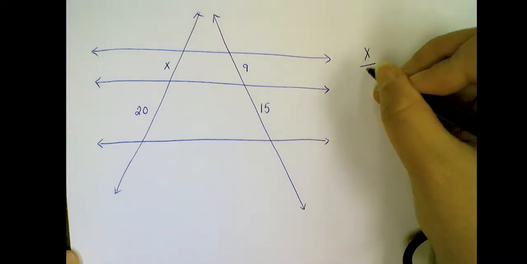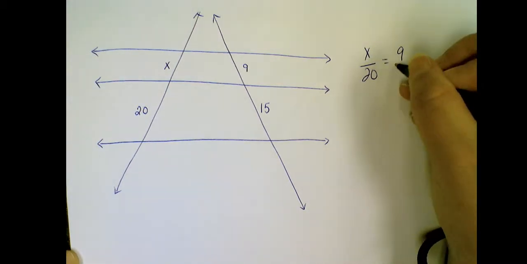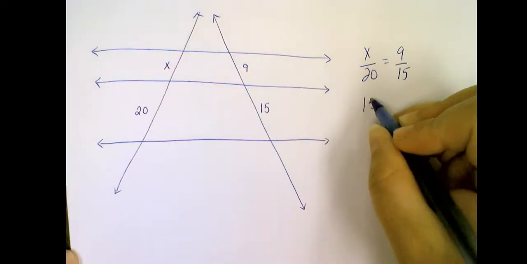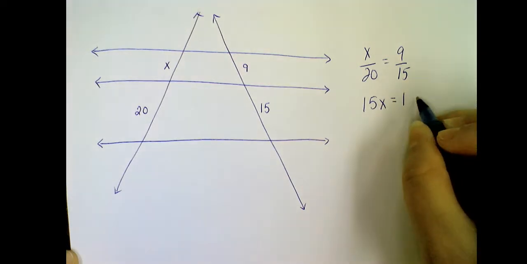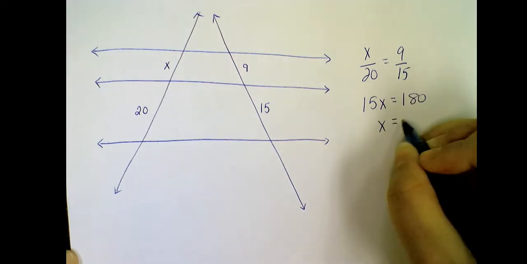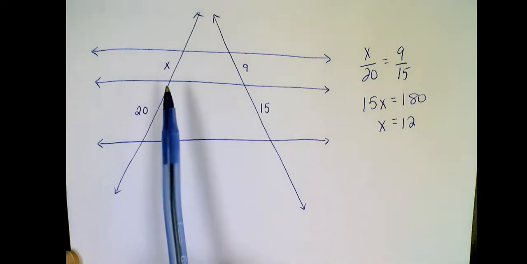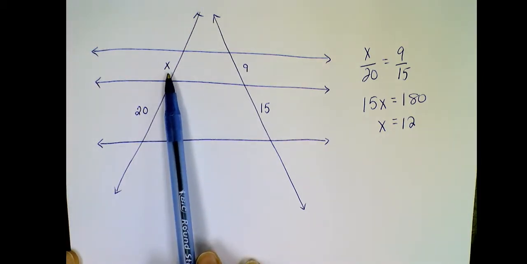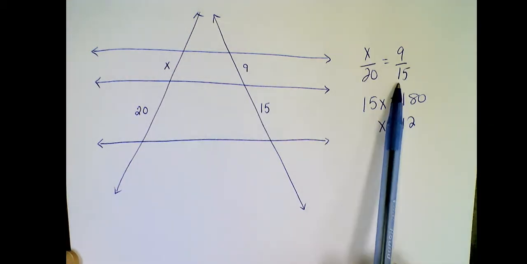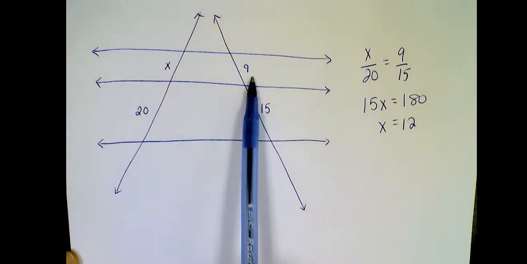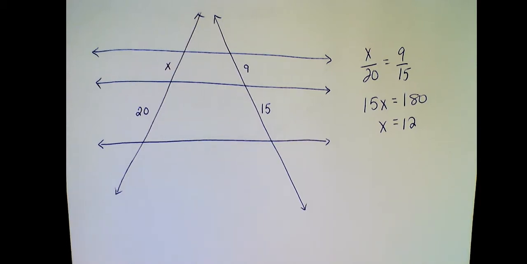So we can do x over 20 equals 9 over 15. And then when we cross multiply, we would get 15x equals 180, and x would equal 12. Now, by using our properties of proportions, you may notice that we could also do x over 9 equals 20 over 15. We just couldn't go across, so we couldn't do x over 15 equals 9 over 20.